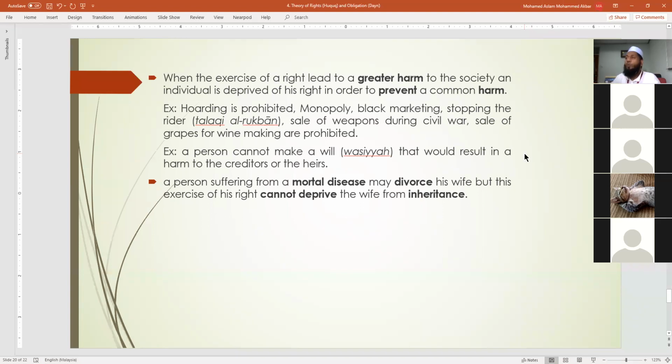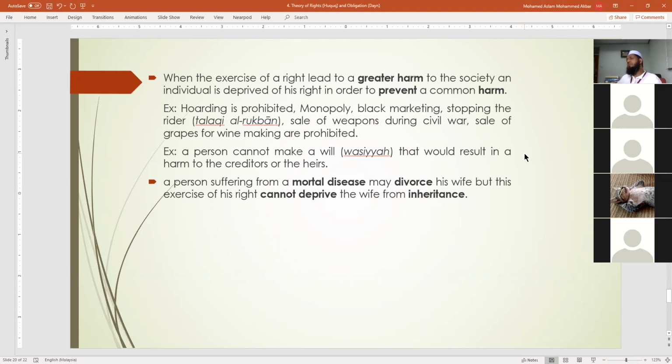For example, a person cannot make a will, wasiyah, that would result in harm to the creditors of the heir. For example, I have to pay hundreds of thousands of ringgit to the creditors. I cannot simply write my will saying, okay, all my money goes to this institute, all my money goes to this masjid, right? Because I cannot give all the money to the masjid, even though I am willing to give, because my heirs, my children, have to get their part. I can only give one third. The two-thirds of my property will go to my children.